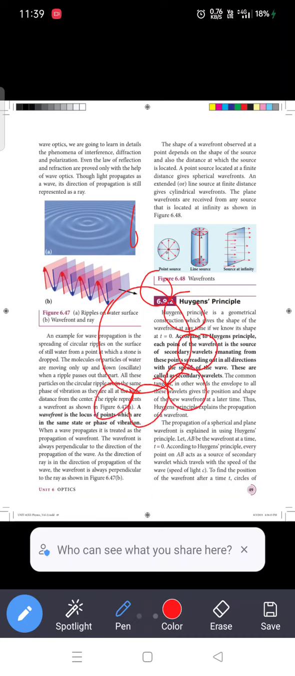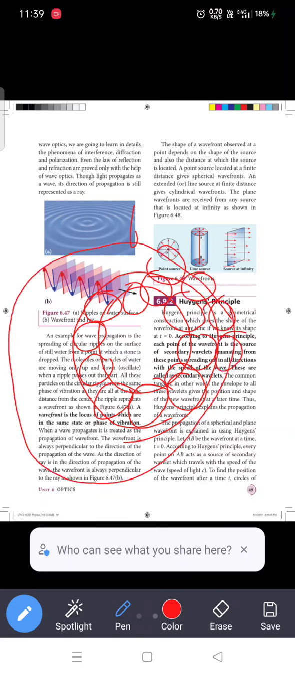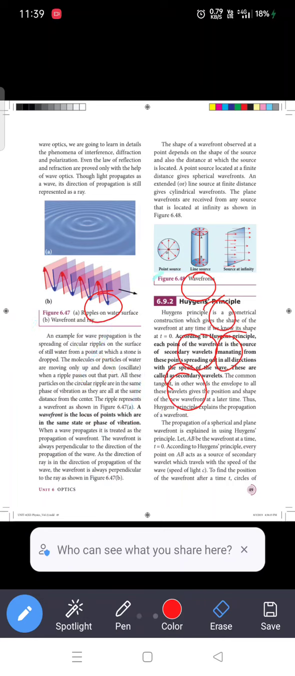I will have a number of wavelets and this will form another wave, and again I will have the wavelets here. Again it will form another circle. Like that it will go. This is called the locus of points. When a wave propagates, it is treated as the propagation of wave front.